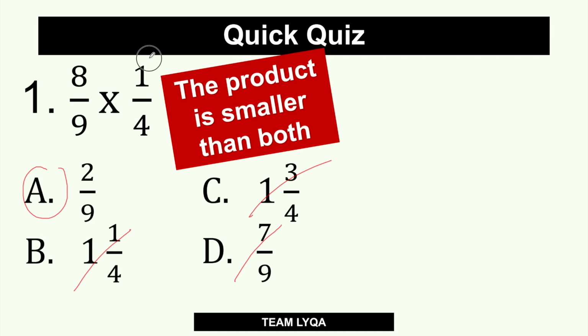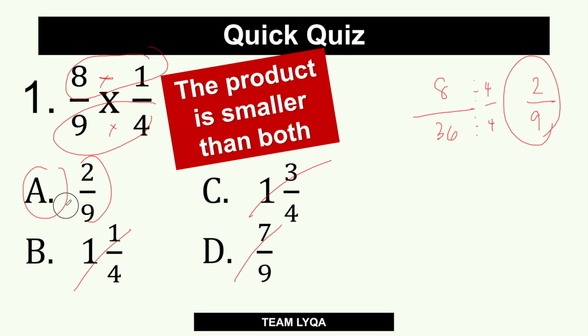8 times 1, may match lang natin. 8 times 1 is 8 over 9 times 4, which is 9, 18, 27, 36. Okay, so 8 over 36. Ang sagot, ilo-lowest terms lang natin siya since pareho silang divisible sa 4. 8 divided by 4 is 2 over 36 divided by 4, which is 9. So the answer again is just 2 over 9. Tama pa rin naman tayo doon. Okay? So again, kung ano man method ang ginamit ninyo, I hope you got the correct answer.